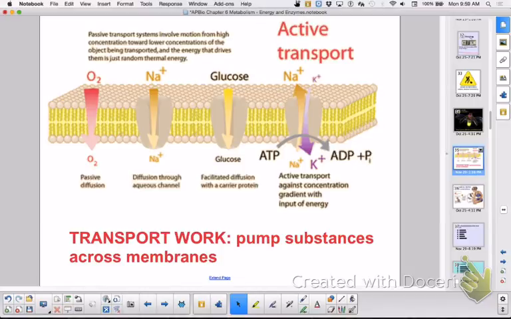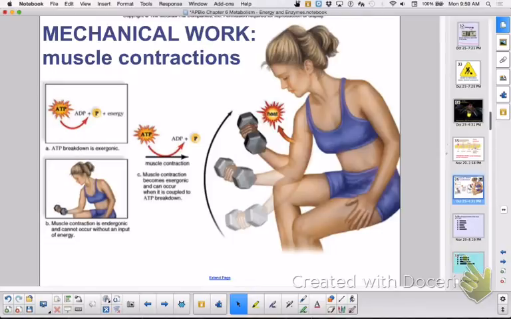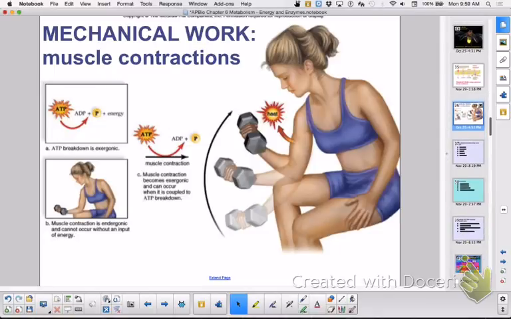Okay, so transport work is used to pump substances across a membrane. Watch out, she is really working hard lifting that 2-pound weight. Mechanical work is used to permit movement, like flagella or chromosomes to move, or your cytoskeleton. Yes? Is this just mostly the functions of ATP inside the cell? Yes.